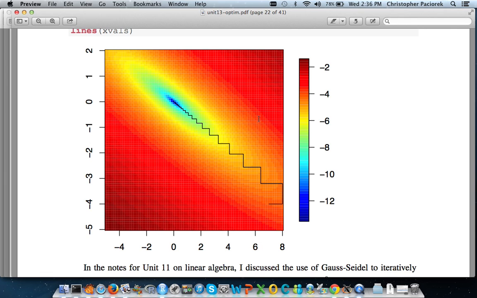So it could take me a while to get there, as opposed to if I did Newton's method on this. What would probably happen is I would do a step like this, and then maybe a step like this, and a step like that, and I'd probably get there in 4 or 5 steps. But instead, I'm doing it with all of these little piecewise steps to get to the minimum.